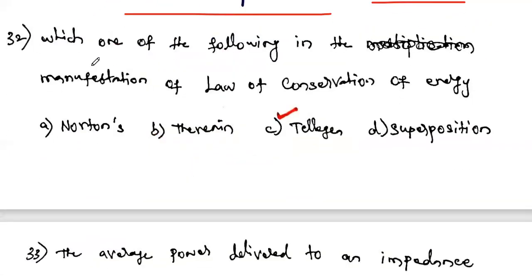Then the next question: which one of the following is a manifestation of the law of conservation of energy? Norton's theorem, Thevenin's theorem, Tellegen's theorem, or Superposition theorem.